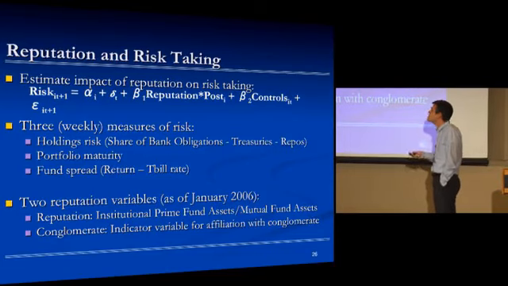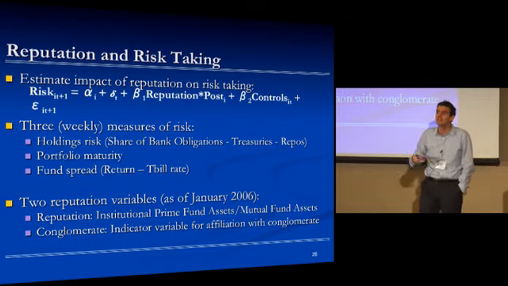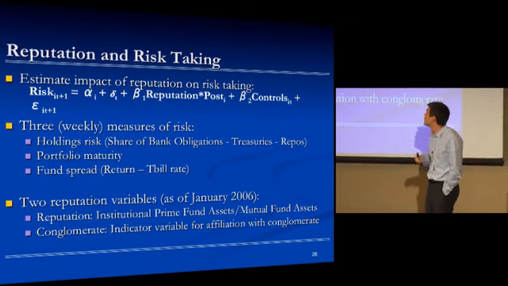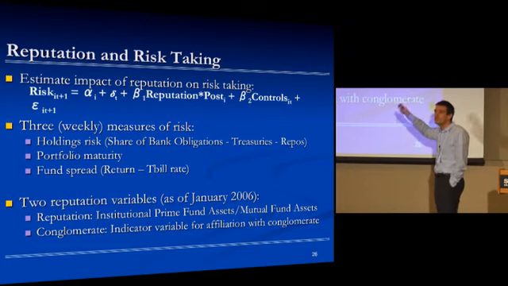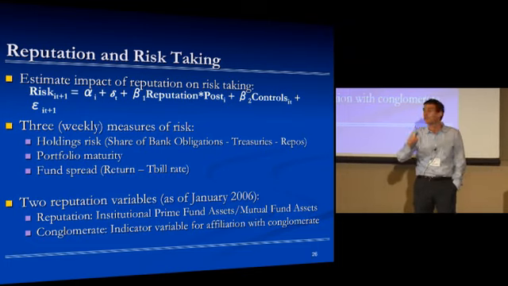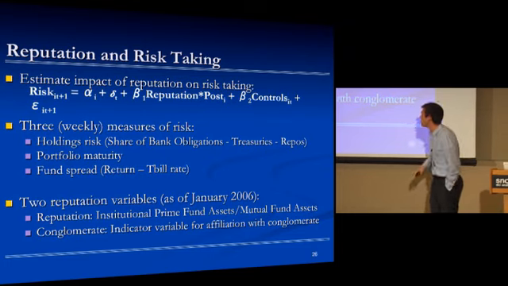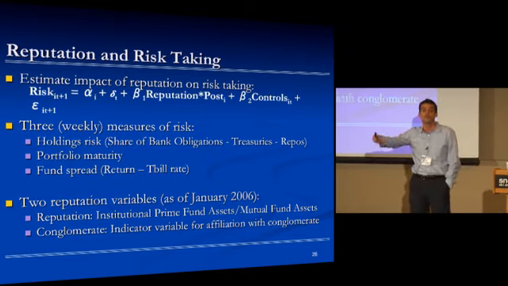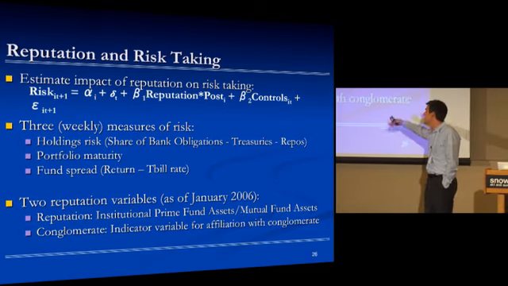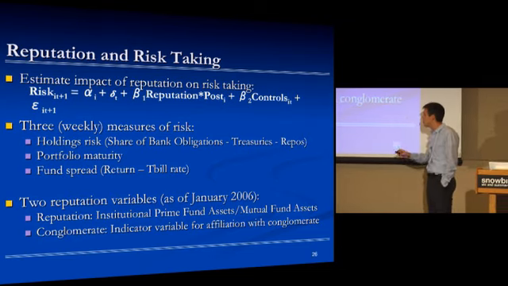And then finally, we're just going to use the fund spread, which seems reasonable in this industry because there's very little scope for quality or for picking the right type of instruments. But we really want to use those three because they're going to capture different aspects of risk. And we're going to use both our reputation variables, namely how many other funds you have in your mutual fund organization, and whether you are affiliated with a larger financial conglomerate.